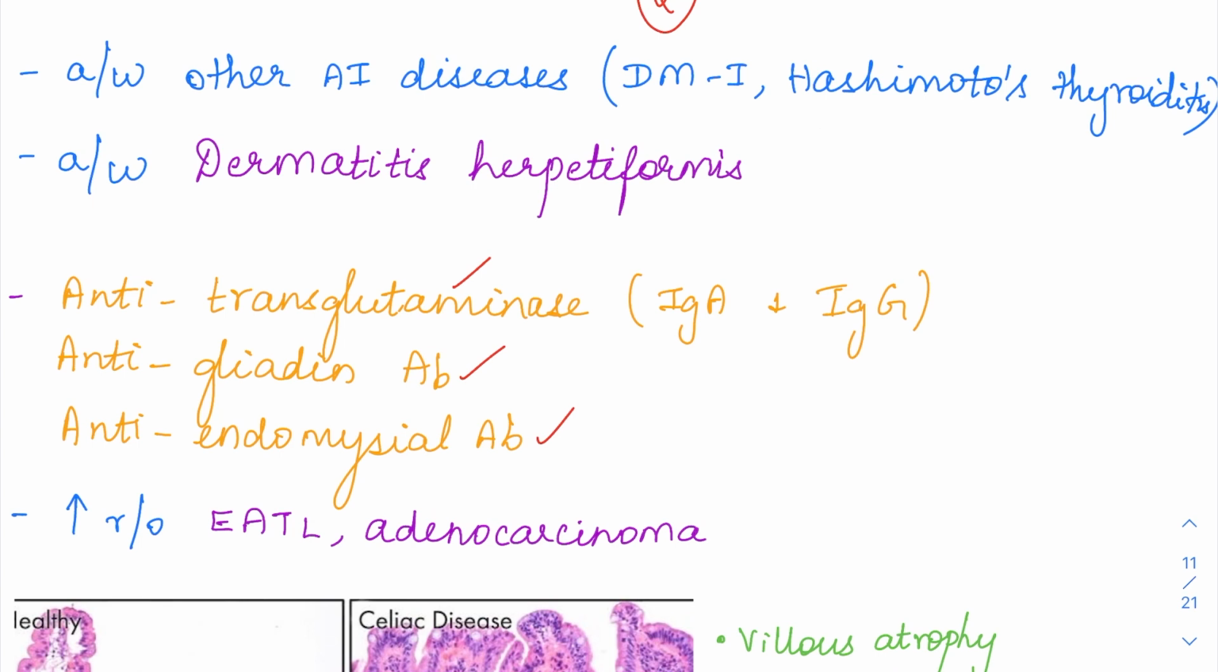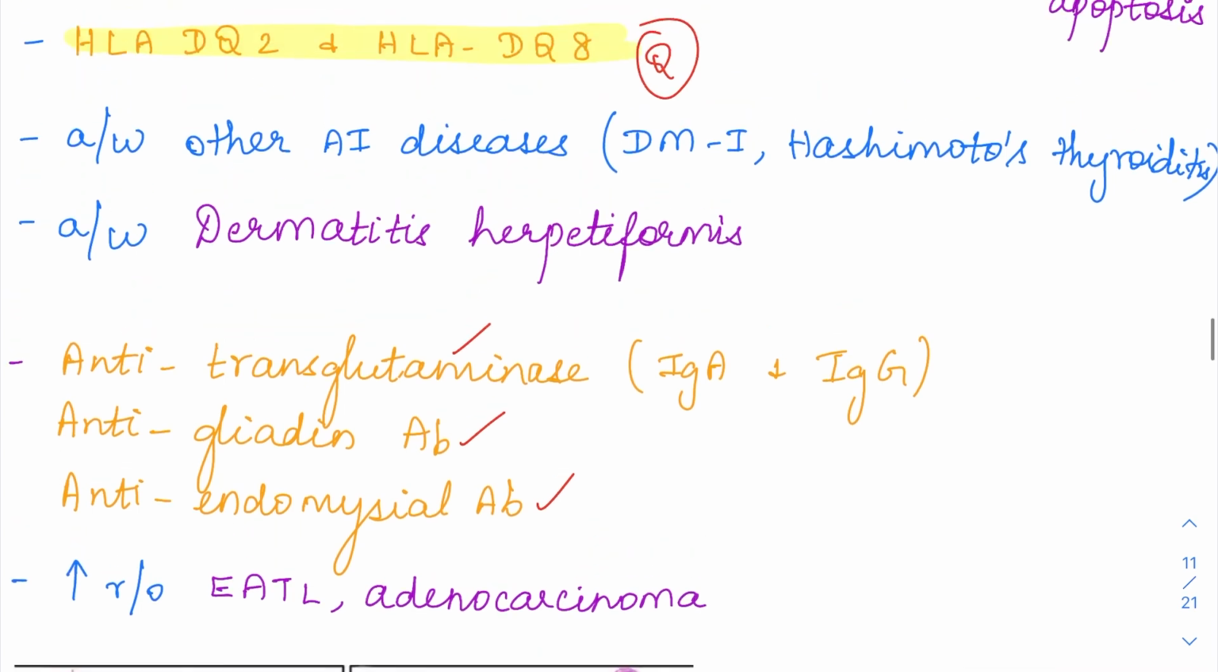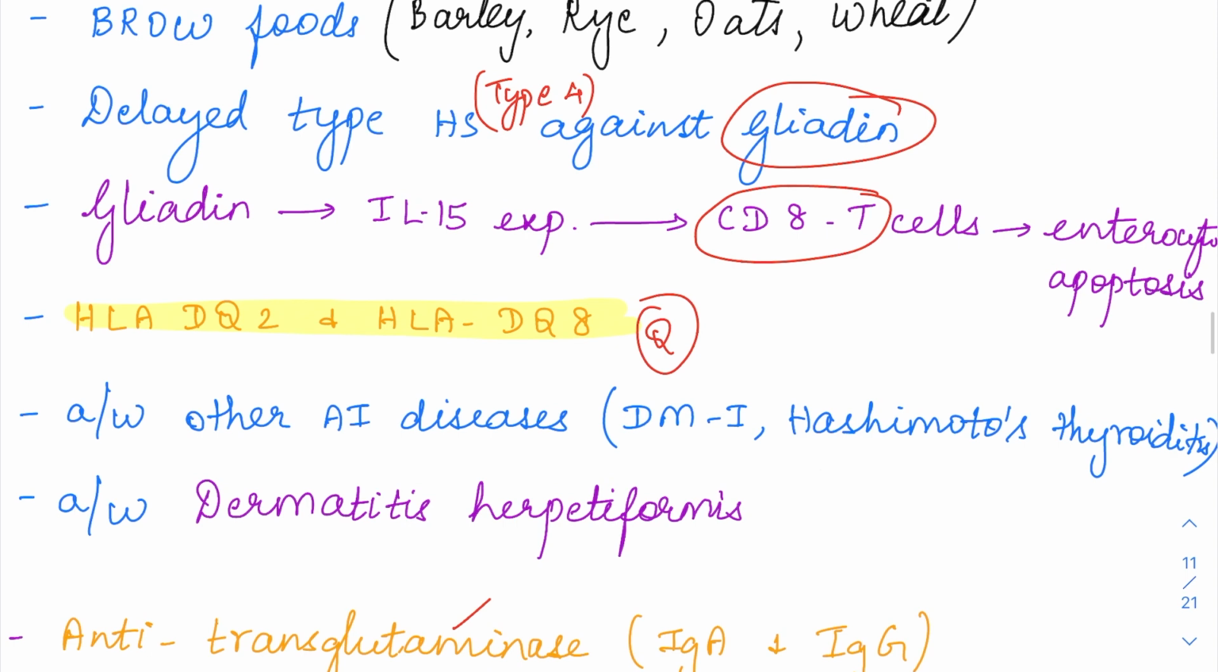So these again are going to damage the enterocytes. All of this will trigger enterocyte apoptosis. Remember, the main thing which had happened is it was CD4 mediated, a type 4 hypersensitivity reaction. The main cell will be the CD8 T cells, which is going to cause the enterocyte apoptosis as a result of interleukin 15 expression.